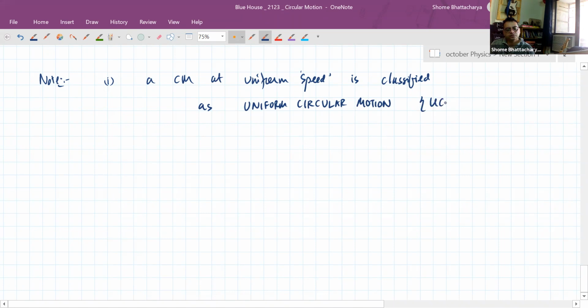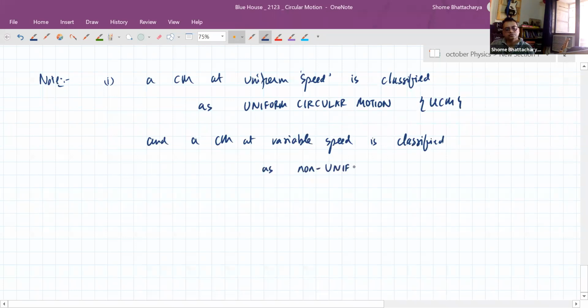Henceforth, we will refer to it with the initials UCM, whereas a circular motion at variable speed is classified as non-uniform circular motion.